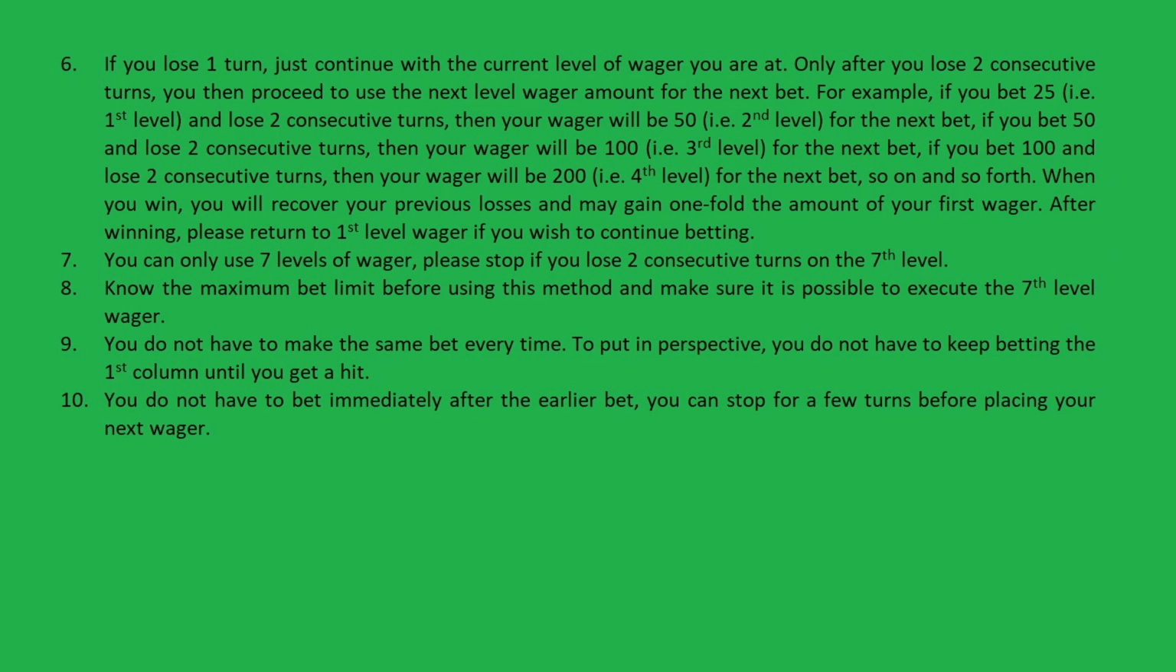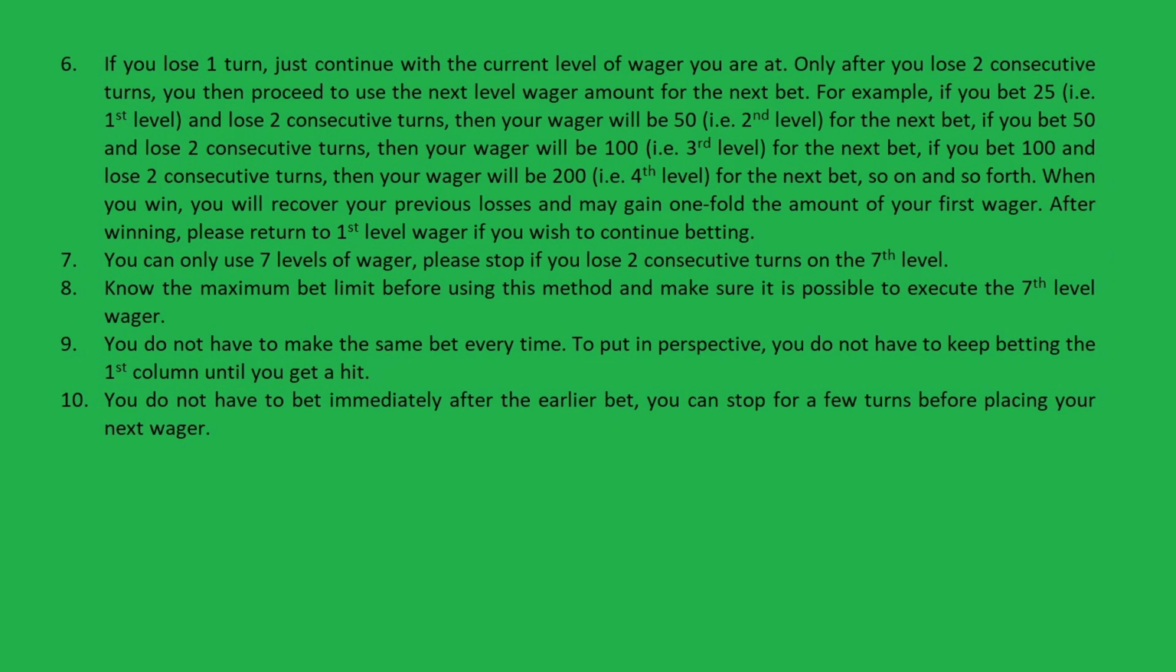6. If you lose one turn, just continue with the current level of wager you are at. Only after you lose 2 consecutive turns, you then proceed to use the next level wager amount for the next bet. For example, if you bet 25, i.e. first level, and lose 2 consecutive turns, then your wager will be 50, i.e. second level.